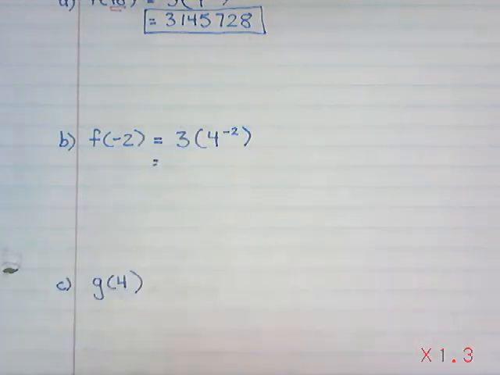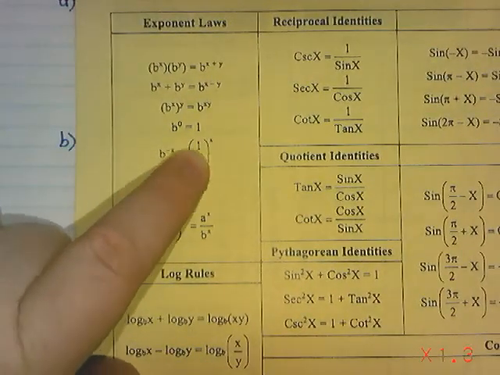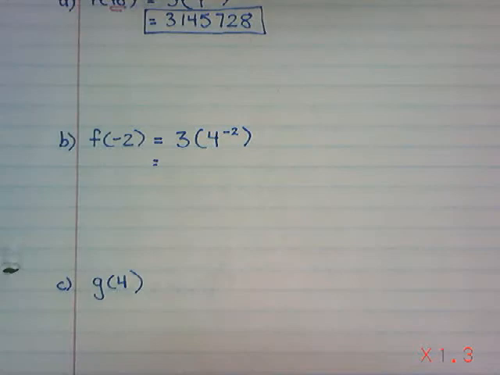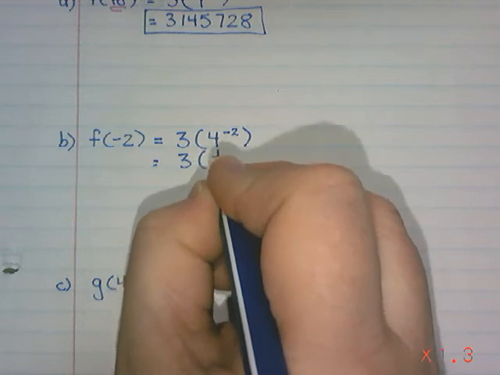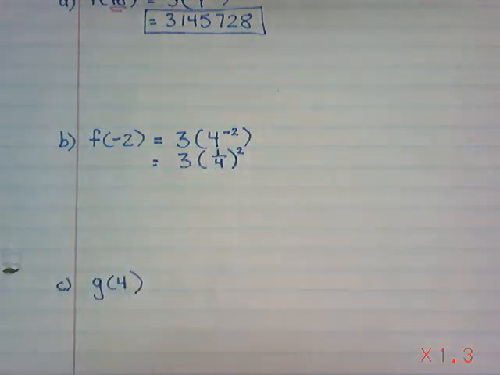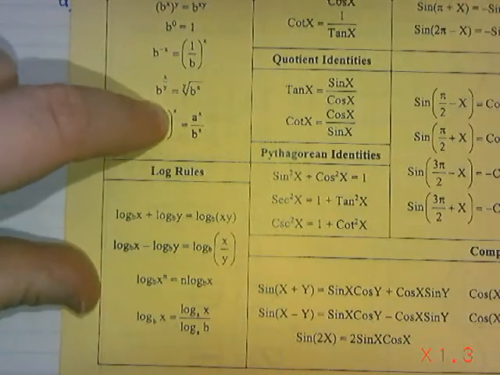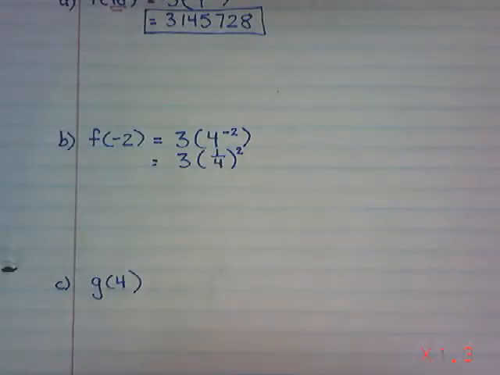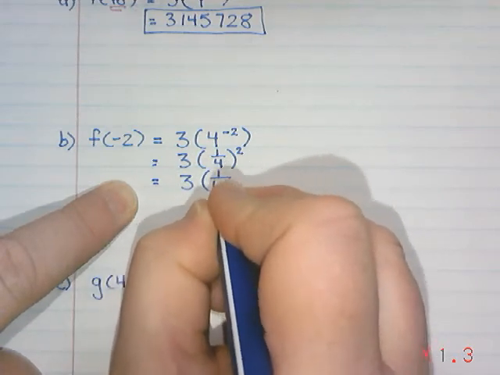On our identity sheet, there is a place that says b to the -x equals 1 over b to the x. So a negative exponent makes something a fraction. It flips the base over. So this is going to become 3 times 1 over 4 to the power of 2. There is a rule on my sheet that says if you have a fraction to any power, that power applies to both the numerator and the denominator. So 1 to the power of 2 is 1, and 4 to the power of 2 is 16.